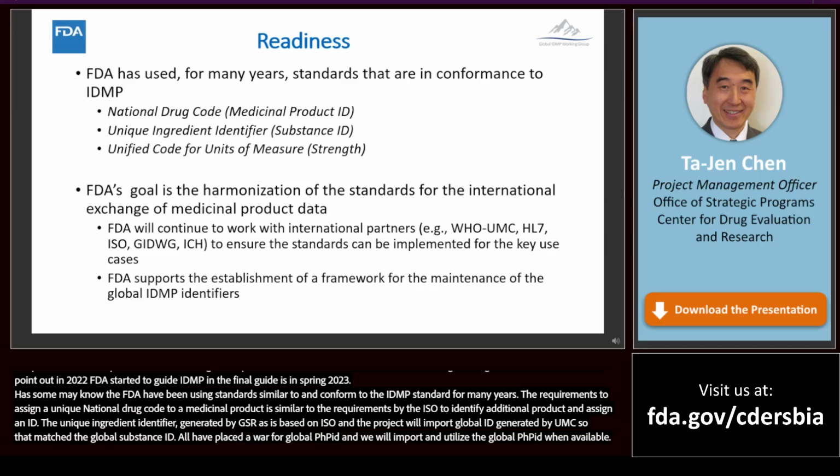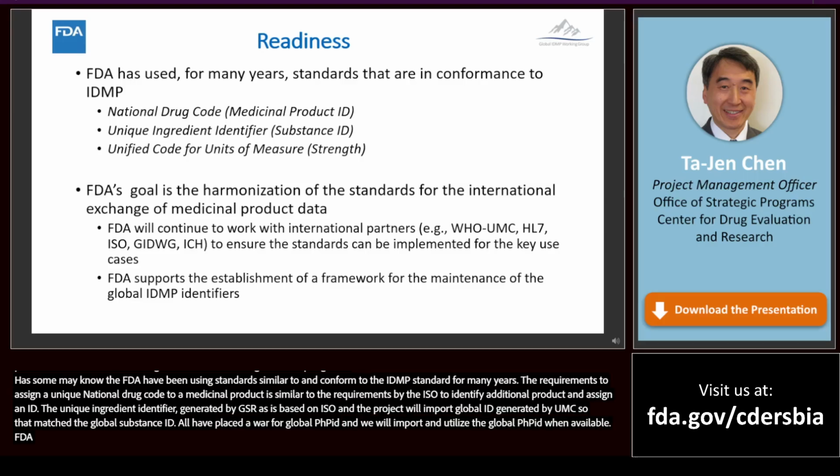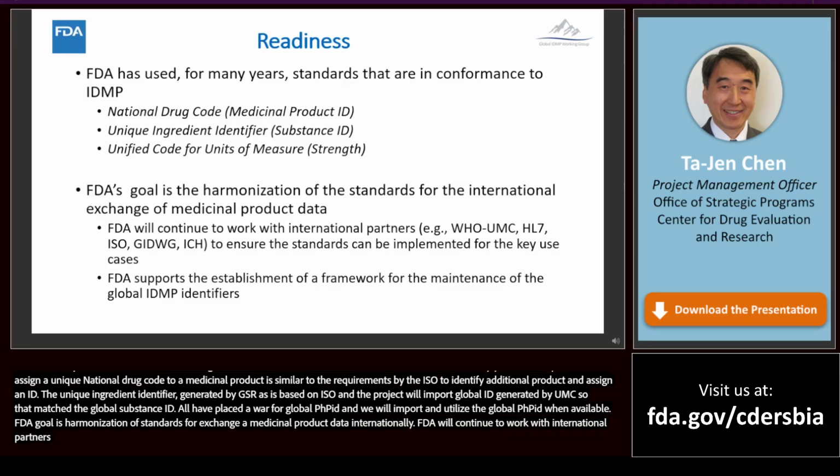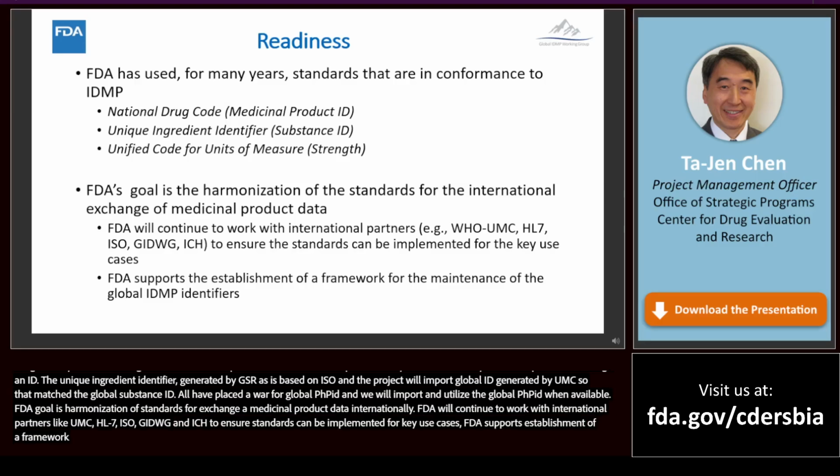FDA's goal is the harmonization of standards for exchange of medicinal product data internationally. FDA will continue to work with international partners like WHO UMC, HL7, ISO, GIDWG, and ICH to ensure the standard can be implemented for the key use cases. FDA supports the establishment of a framework for the generation and maintenance of global IDMP identifiers, mainly the global PhPID and global substance ID.